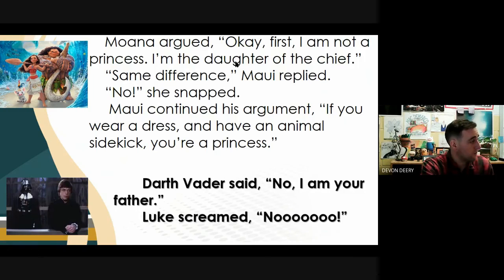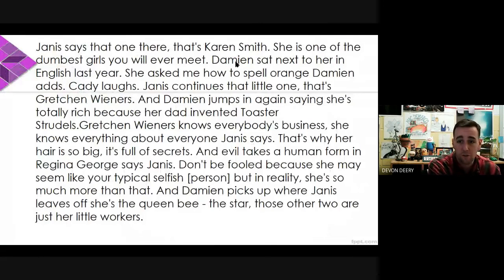And it's important to have quotation marks. It's important to also have the proper formatting of having a new paragraph every time a character speaks, because if you didn't, as you can see here, it's very confusing.